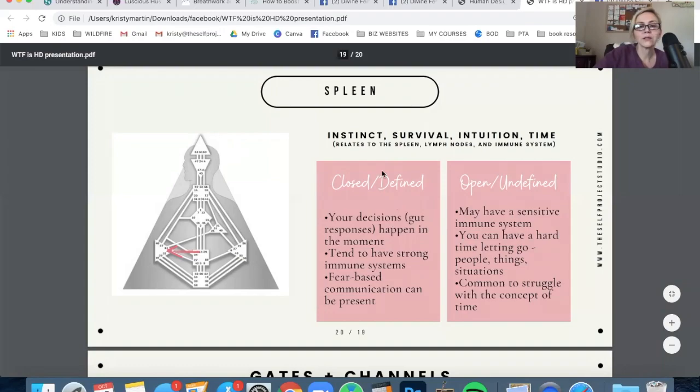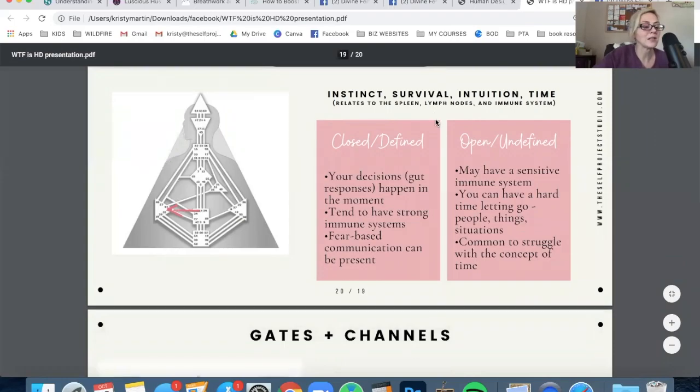So your decisions and gut responses happen in the moment, and you tend to have a really strong immune system if this is closed or defined. If it is open or undefined, you might have a sensitive immune system. You can have a hard time letting go of people, things, situations, and it's common for you to struggle with the concept of time. So you might be perpetually late, or not realize how much time has passed when you've gotten absorbed in something, etc.